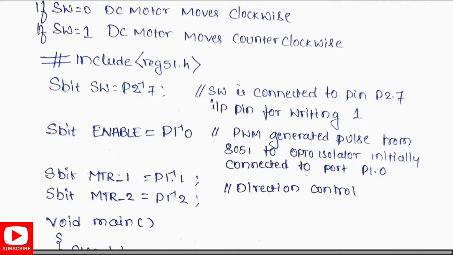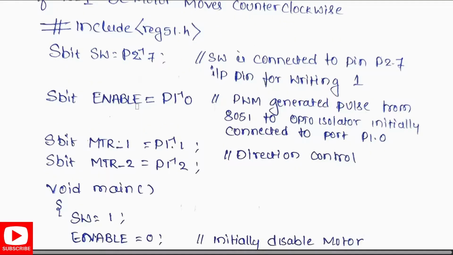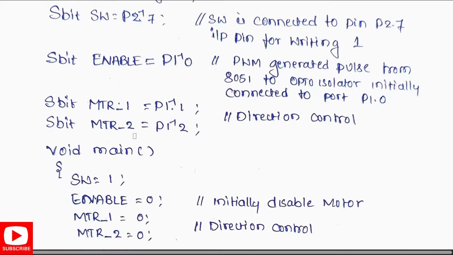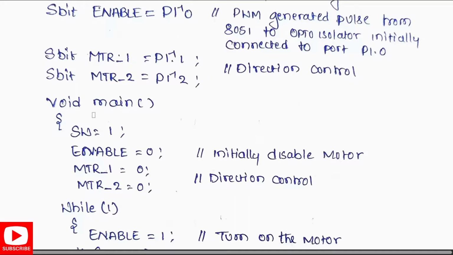#include <reg51.h>. Then sbit, that is the switch, is connected to port 2.7. Next, enable, that is the PWM pulse generated from the 8051 to the opto-isolator, is initially connected to P1.0. Next comes motor 1 to P1.1, then motor 2 to P1.2. Start the main, void main, then mark the switch as 1, enable 0, then motor 1 will be 0, motor 2 will be 0.